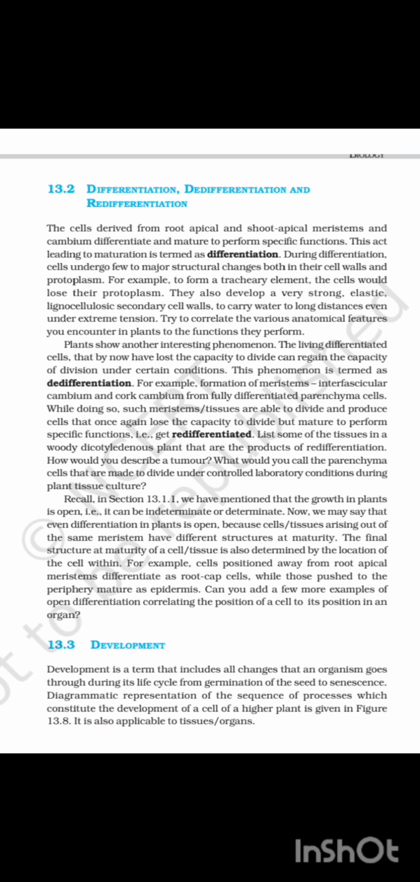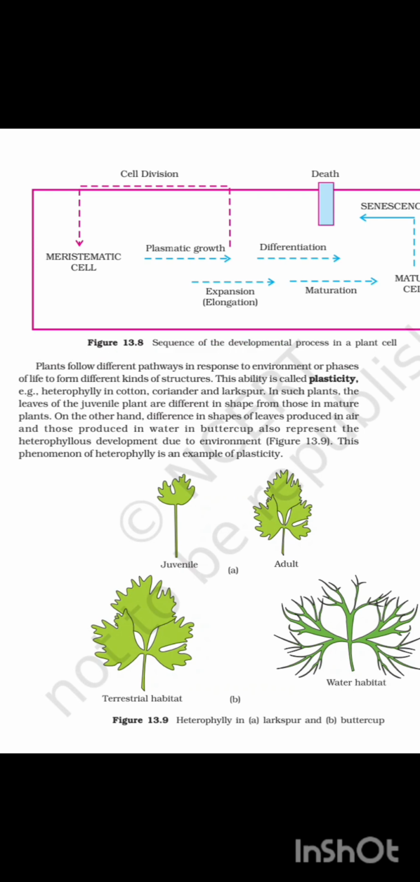13.3 Development. Development is a term that includes all changes that an organism goes through during its life cycle, from germination of the seed to senescence. A diagrammatic representation of the sequence of processes which constitute the development of a cell of a higher plant is given in figure 13.8. It is also applicable to a tissue or organ. Figure 13.8: Sequence of a developmental process in a plant cell. Plants follow different pathways in response to environment or phases of life to form different kinds of structures. This ability is called plasticity.